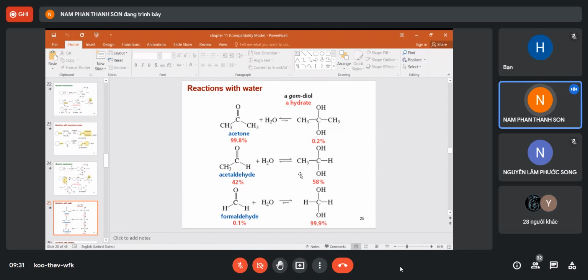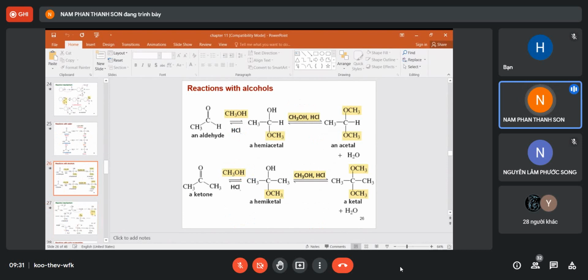Now we move to an important reaction, that is the reaction of alcohols. Continue. Now we go to reaction with alcohols. This is important. Look, you know the carbon in C double bond O is positive. The oxygen is negative. So negative attacks positive, so we have nucleophilic addition.